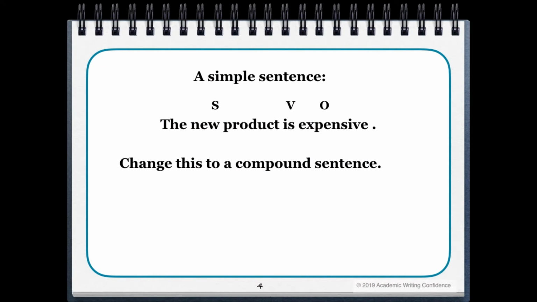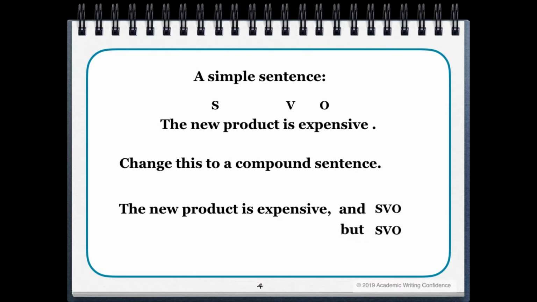Now let's take this simple sentence and change it into a compound sentence. We'll take our sentence, the new product is expensive, and then add a comma. We can then add the word and follow it with another SVO simple sentence. Now we could also add the word but, followed by SVO. Or we could also use the word so, and also follow with a SVO, the simple sentence.